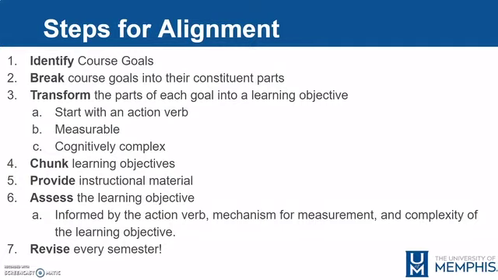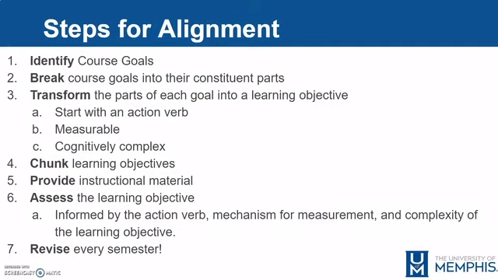Step 3, chunk your learning objectives. With learning objectives created, you can now order them in logical sequence based on topic and cognitive complexity. For example, you can use individual modules within the LMS to structure learning objectives by topic, then ranked in order of cognitive complexity.